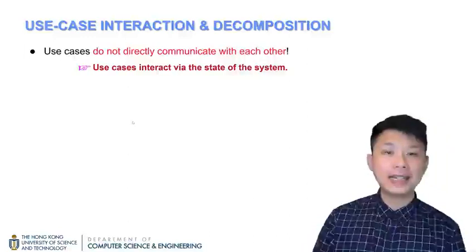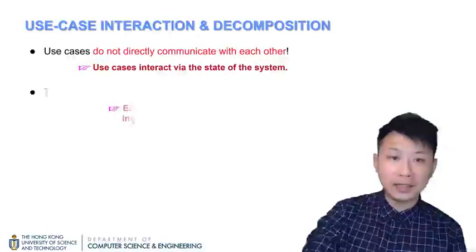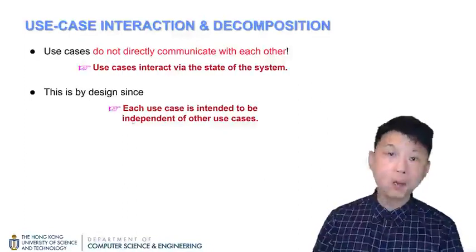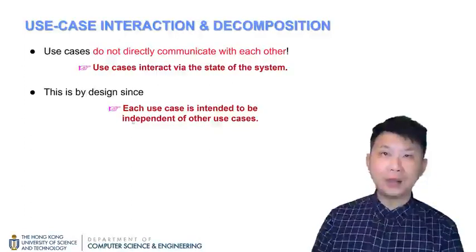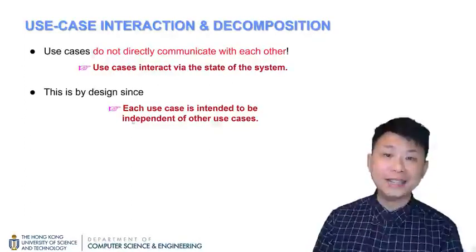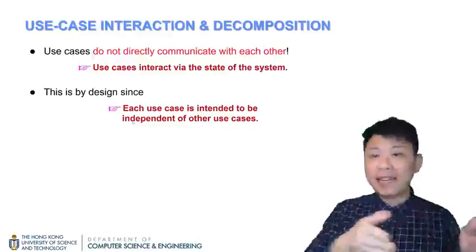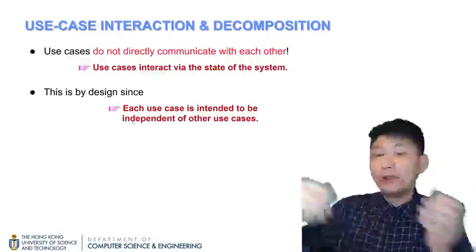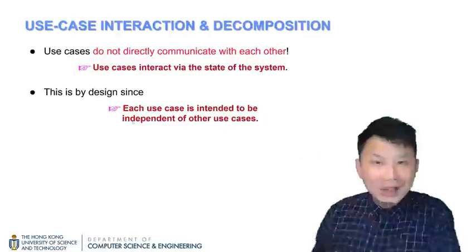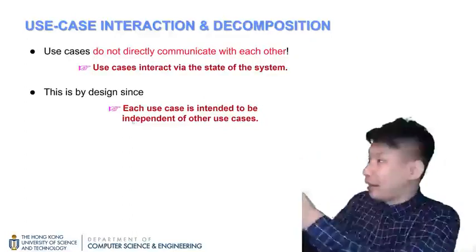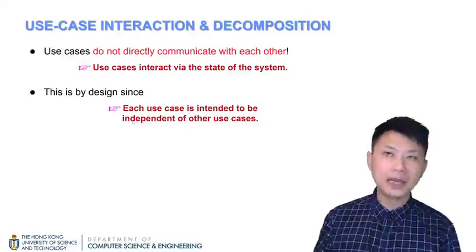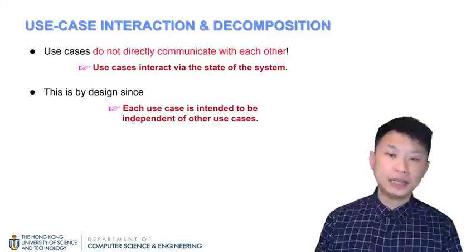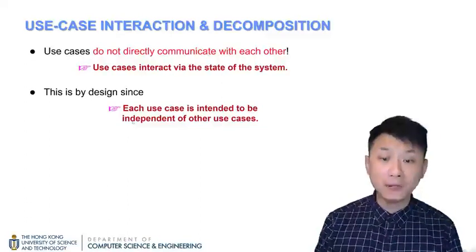And notice that use cases do not directly communicate with each other. We assume that a use case is intended to be independent of other use cases. Why? Because we want our use case specification to be easy to read and also easy to understand. If somehow one use case is related to another use case, then when I'm reading one use case specification, I may have to later on refer to another use case specification. If that other use case specification depends on another use case, then I have to read another one. To make it simple and make sure that all the stakeholders can easily understand our use case specification, we have the assumption that each use case is intended to be independent of other use cases.